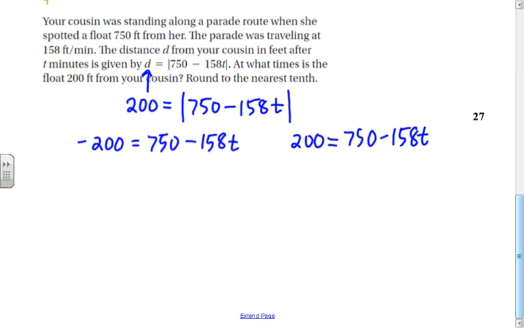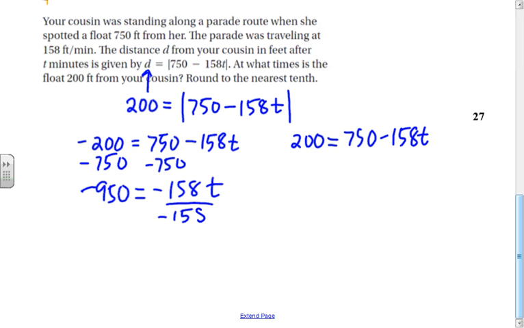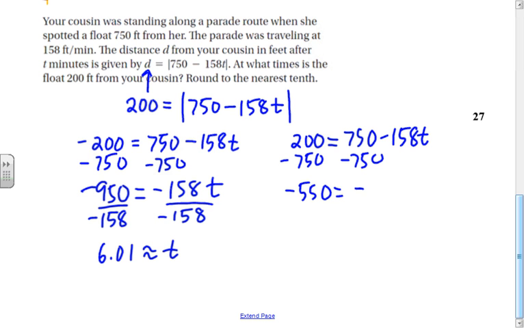And in both cases, we're going to subtract 750 from both sides. And we get -950 here equals -158t. Dividing by -158 gives us a positive number, which makes sense. And remember, this is a time. So that it comes to be a little bit more than 6. So approximately that time. And the other equation, when we solve it, subtracting 750 again from here gives us -550. And we're going to divide by -158. And that gives us about a positive number because we're dividing two negatives, about 3.48 seconds is our t there.